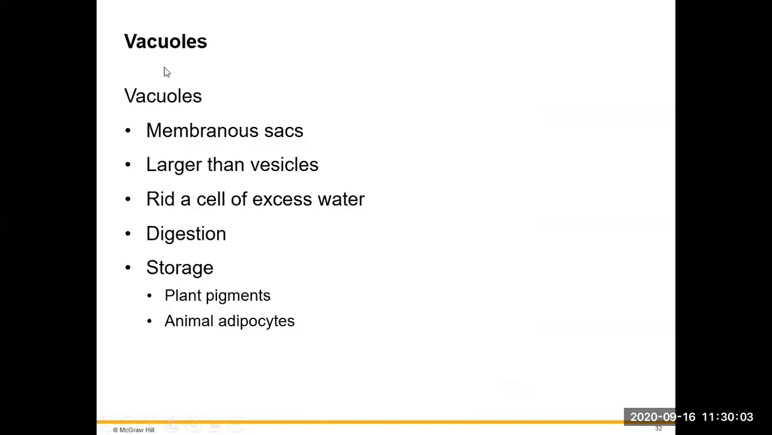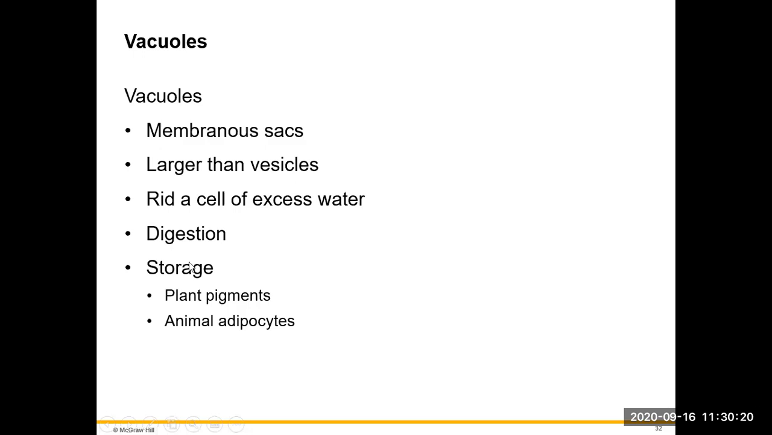Vacuole, I want you to remember it as a water station. These vacuoles are membranous sacs. They are larger than vesicles. They get rid of excess water. And you know water is really important for digestion, so vacuoles are also important for digestion.